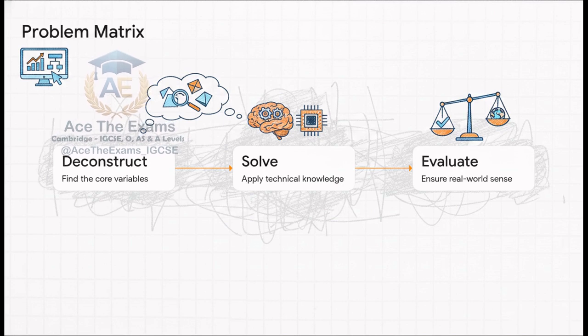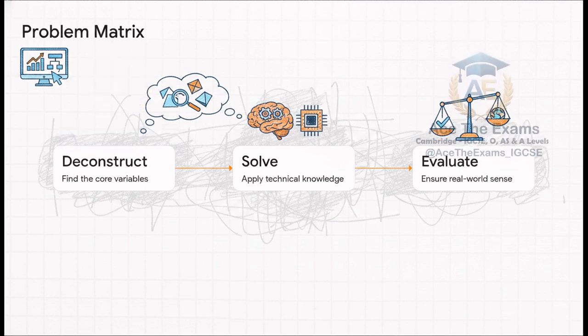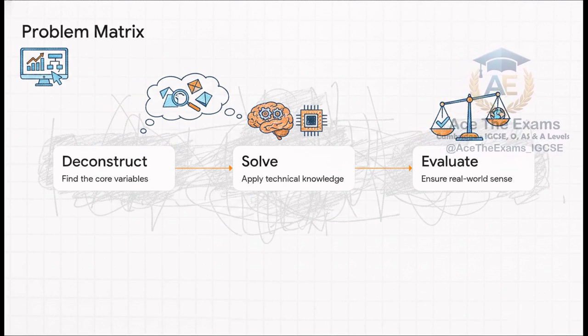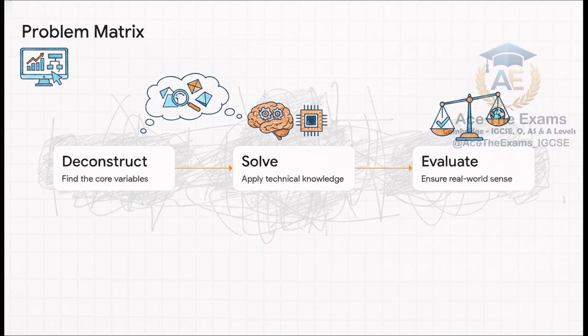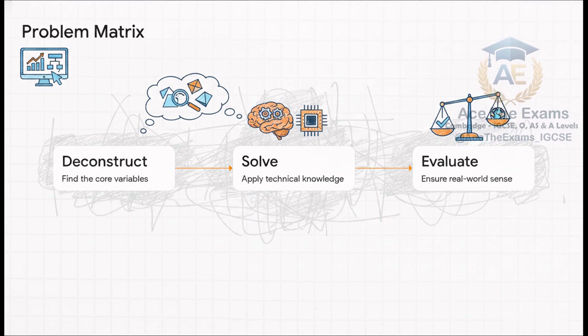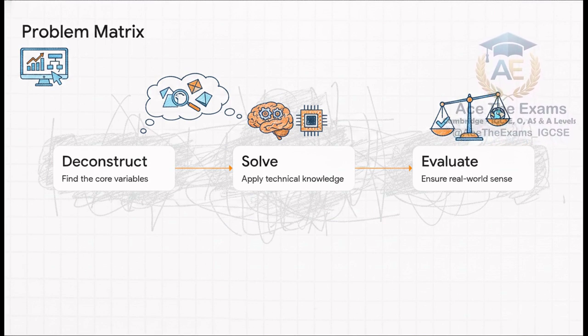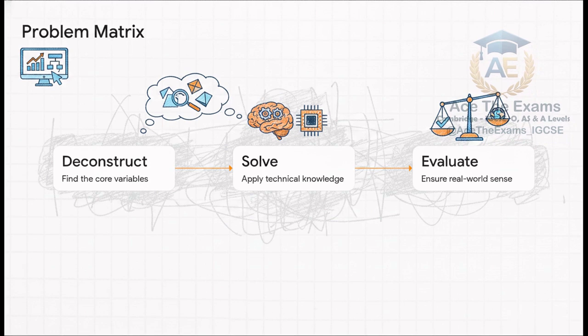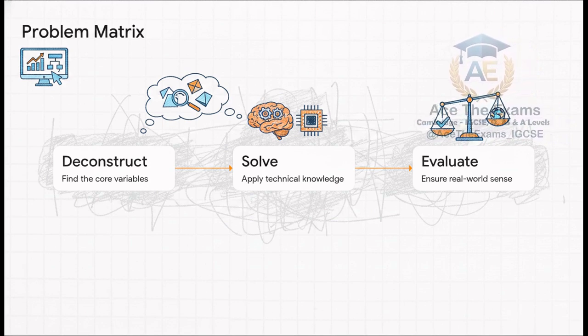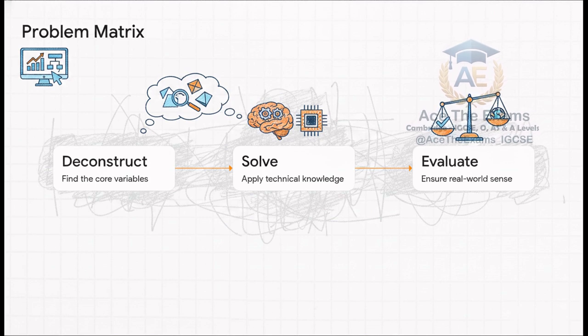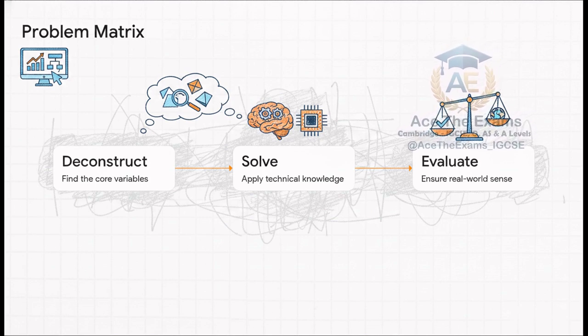When you turn the page and are hit with a massive, highly intimidating exam question featuring complex charts or multi-page scenarios, you absolutely do not panic. Instead, you run this mental matrix. You deconstruct the prompt to find the core variables and constraints. You solve the problem by meticulously applying your technical knowledge. And finally, you evaluate to ensure your proposed solution actually makes logical sense in the real world. It's your ultimate mental shield against exam anxiety.